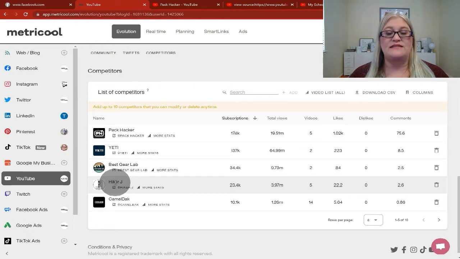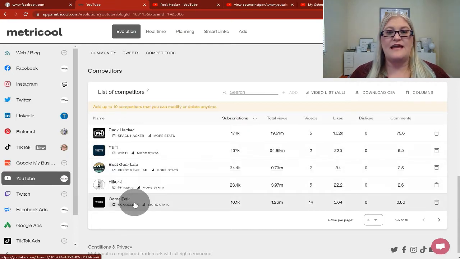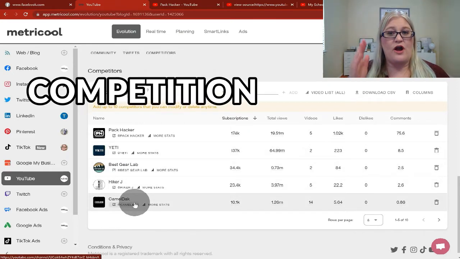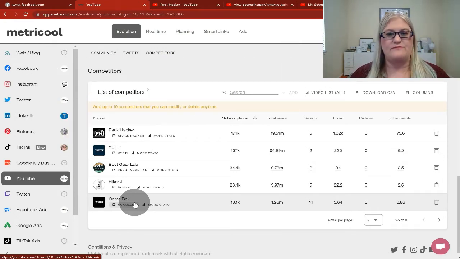Another coordinating brand might be a water bottle, because I sell a water bottle holder, which is why I've got brands like Yeti and Camelback. You can look at this from your competition or a coordinating brand that would have the same audience that you have. Another thing you can brainstorm is reviewers.